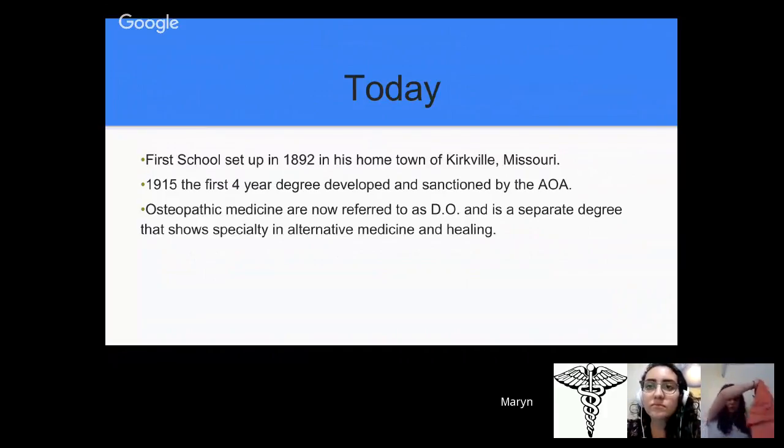In 1915, the first 4-year degree was developed and sanctioned by the AOA. Osteopathic medicine is now referred to as DO and is a separate degree that shows specialty in alternative medicine and healing.